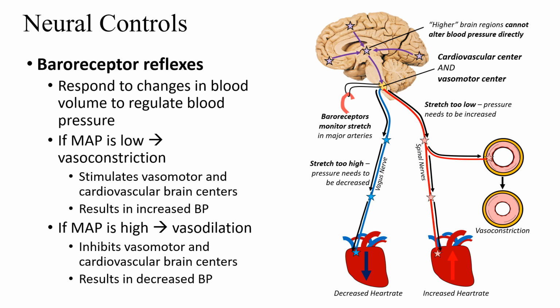Inversely, if your mean arterial pressure is too high, you need to open up, you need to dilate that lumen, and it does this by inhibiting the vasomotor center and the cardiovascular brain centers. And so by increasing the size of the diameter of the lumen, you have decreased your blood pressure.